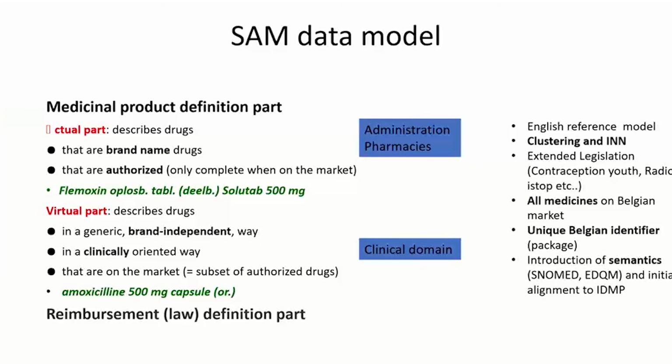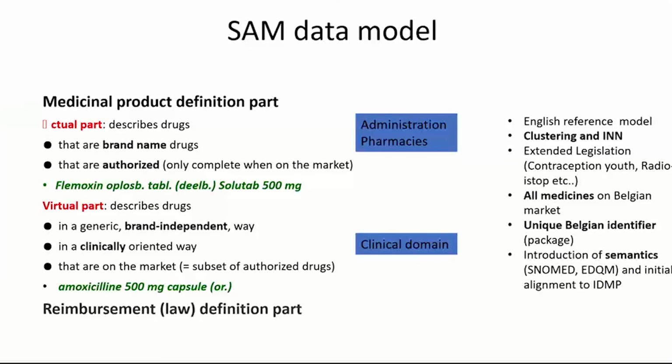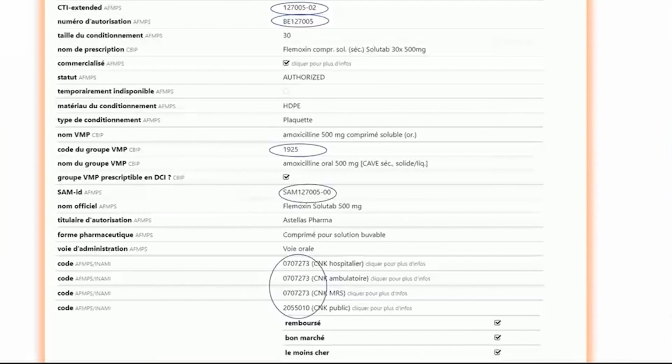The virtual one is called pharmaceutical. Actual products have a name and a brand name, not mostly brand name, but also branded generics, and are authorized only complete when on the market. So we have Flamoxin, soluble tablets, divisible, Solutab, 500 milligrams. It's very, very specific. And you have the generic level, the virtual level, and the generic brand name independent way are described. So you see here the composition of the different identifiers.